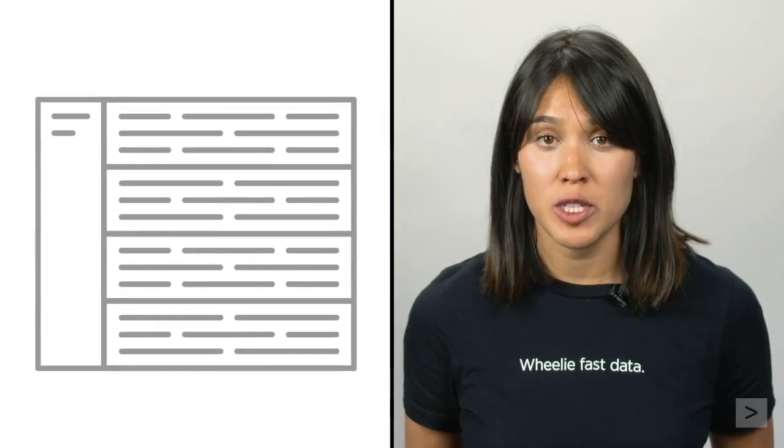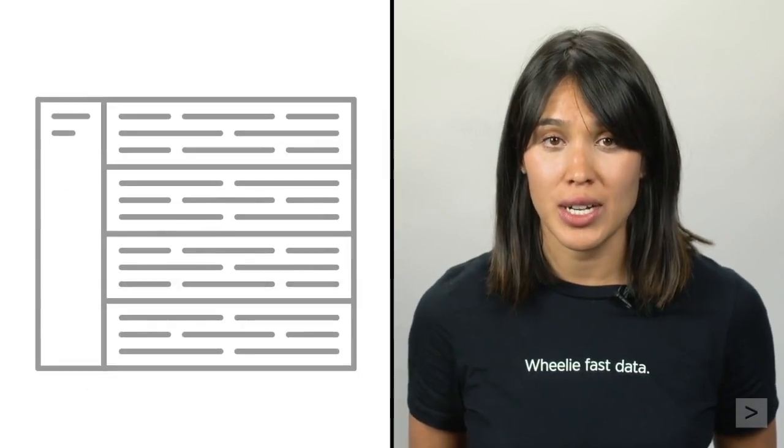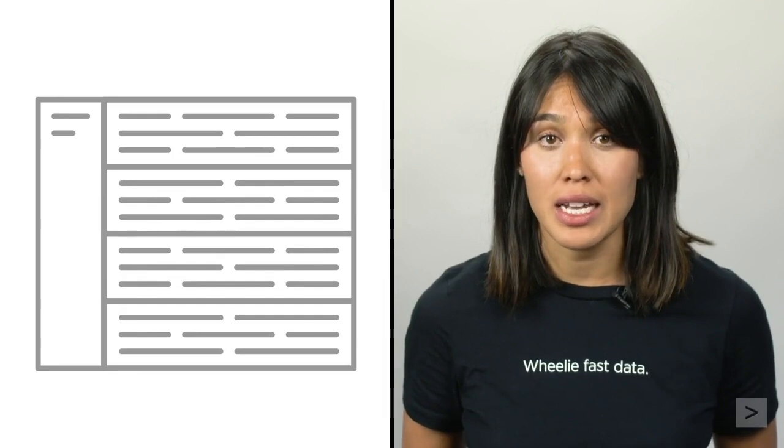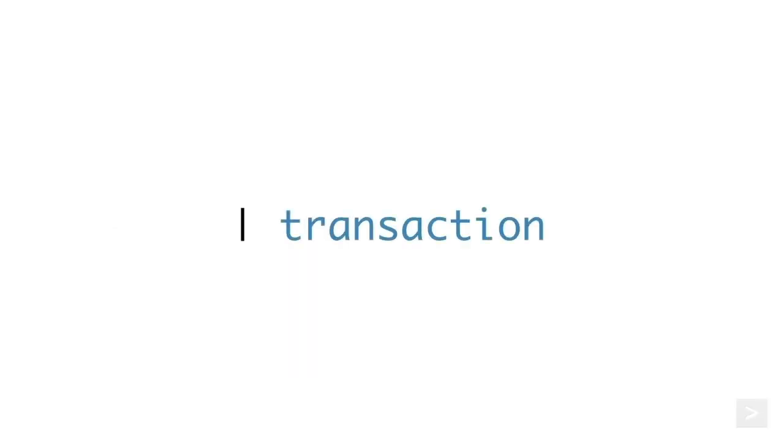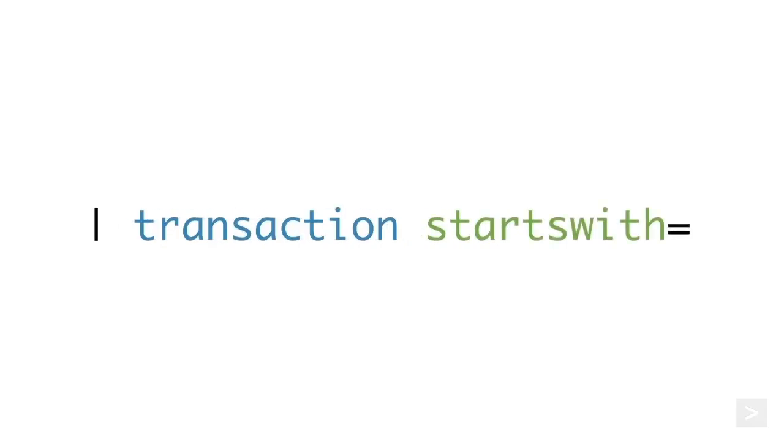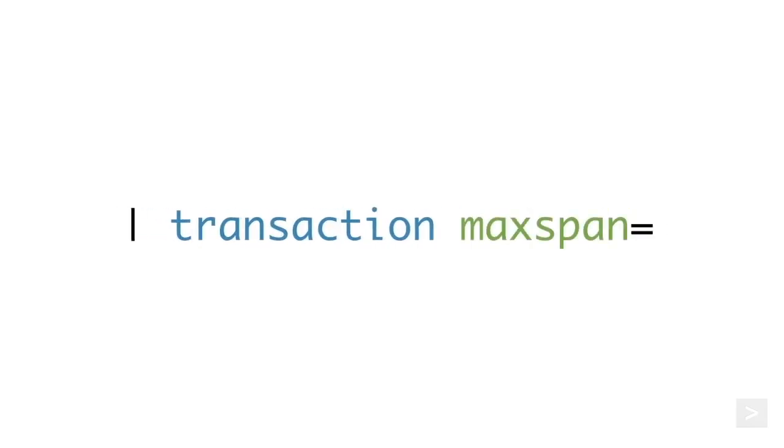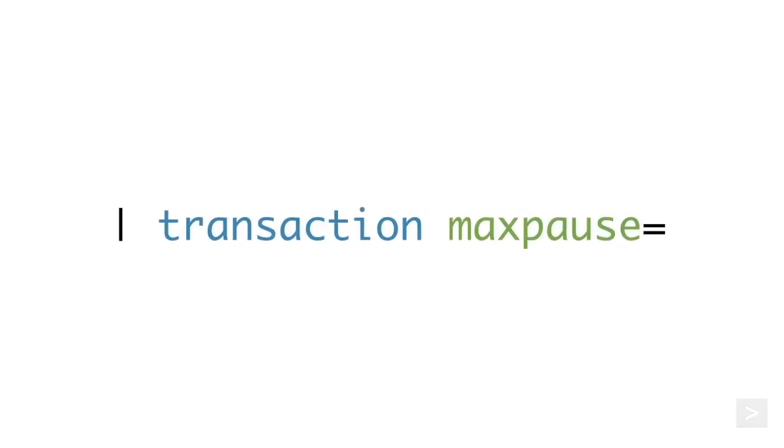Duration is the time difference between the first and last event in a transaction. Event count is the number of events in the transaction. We can use definition options to specify the criteria used to determine how to group the events. These include starts with, ends with, max span, and max pause, to name a few.